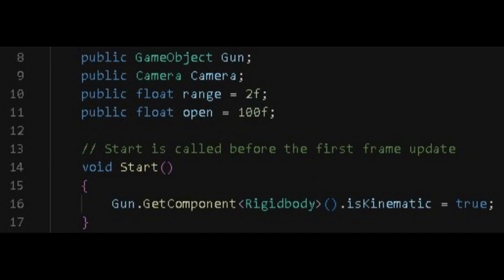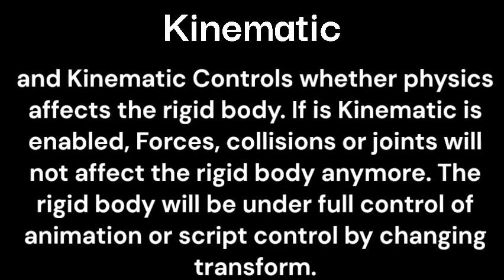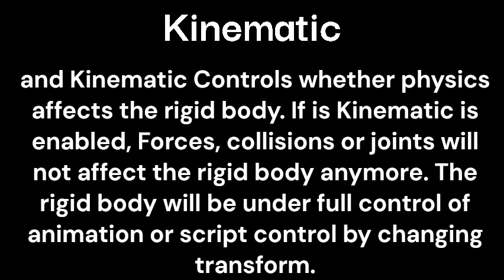Then in void start we want to set the gun rigidbody is kinematic to true. Kinematic controls whether physics affects the rigidbody. If kinematic is enabled, forces, collisions or joints will not affect the rigidbody anymore. The rigidbody will be under full control of animation or script by changing the transform.